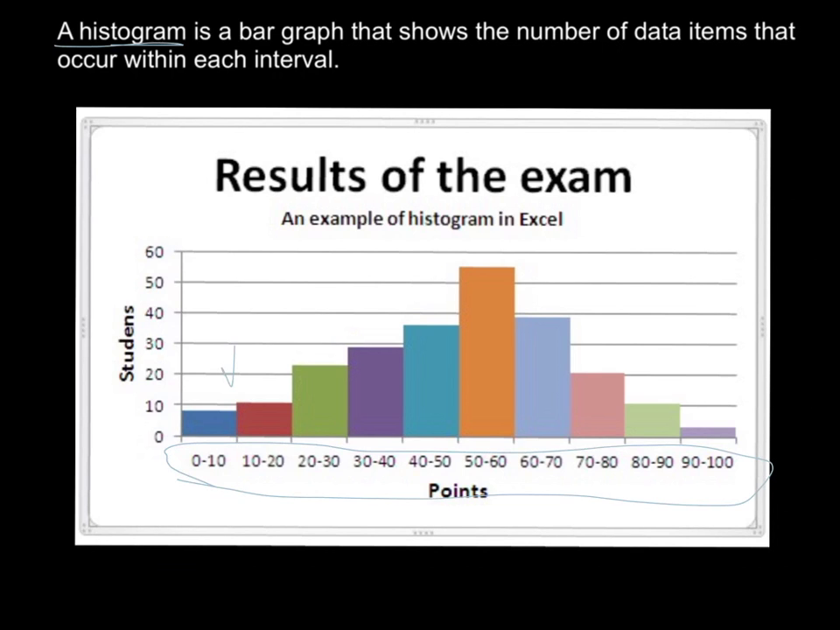Also, you will notice that the bars touch each other. When we were talking about bar graphs yesterday, we said the bars do not touch each other. In this case, they will touch each other. So anyways, if we read the definition, it says a histogram is a bar graph that shows the number of data items that occur within each interval. Okay, so let's make one now.